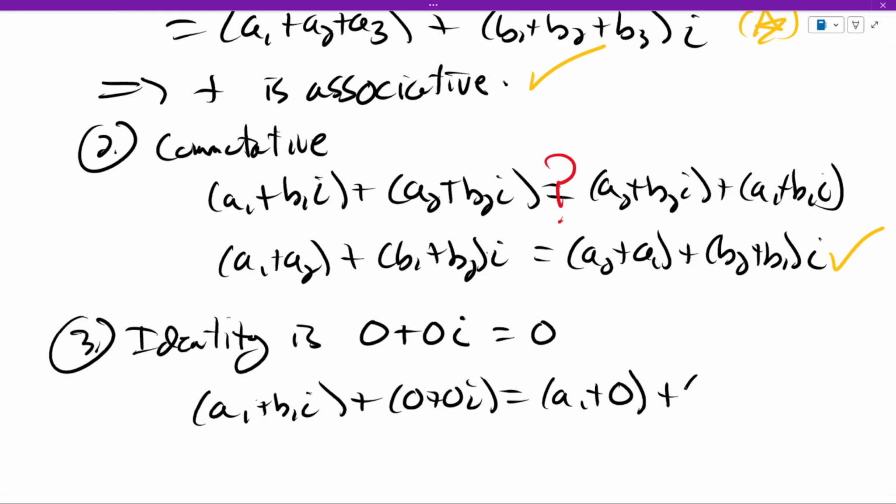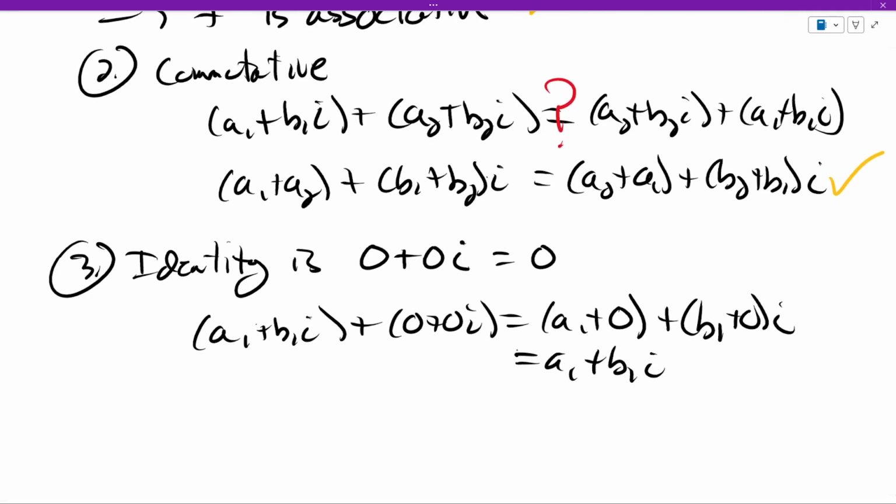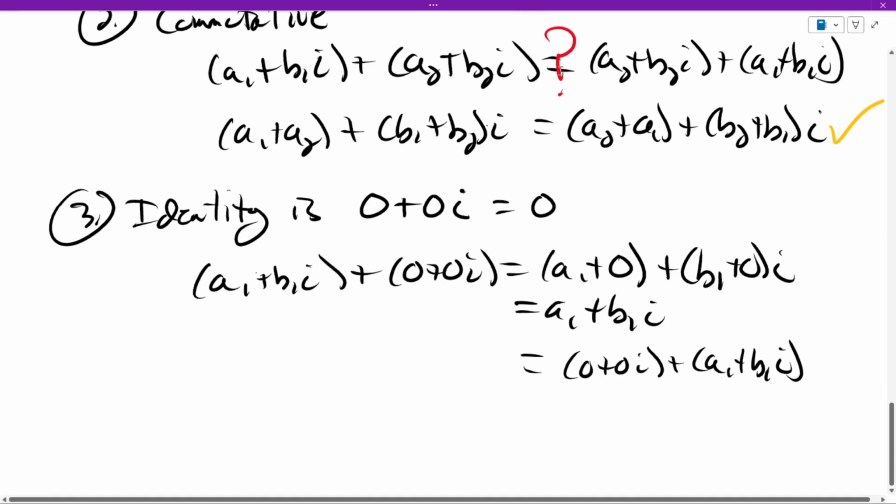Well, if we add a1 plus b1i to 0, we should get the same thing back. So a1 plus 0, and then b1 plus 0 is the rule. So that's, again, a1 plus b1i, because 0 is the additive identity for real numbers. And of course, the same is true the other way, because addition we just saw was commutative. So we get the same answer the other way. So this is, in fact, the identity.